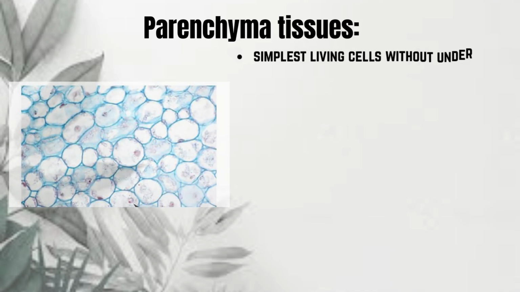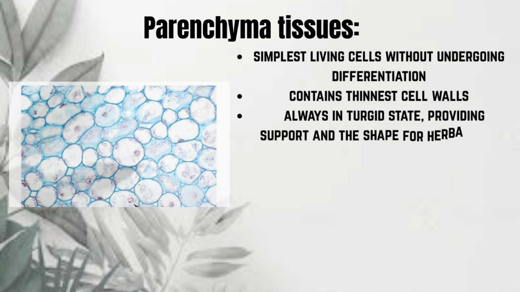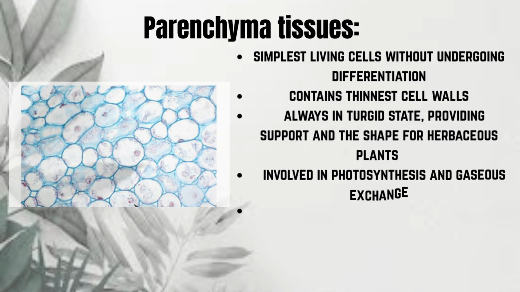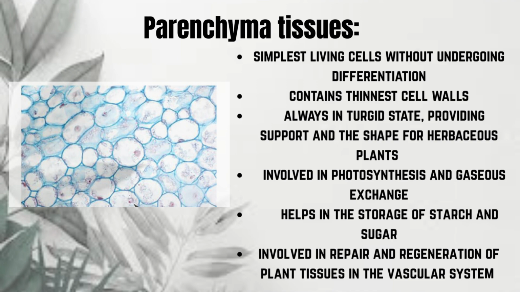Parenchyma tissues are the simplest living cells without undergoing differentiation. They contain thin cell walls and are always in a turgid state, providing support and shape for herbaceous plants. Parenchyma tissues are involved in photosynthesis and gaseous exchange. They help in the storage of starch and sugar. They are also involved in repair and regeneration of plant tissues in the vascular system.